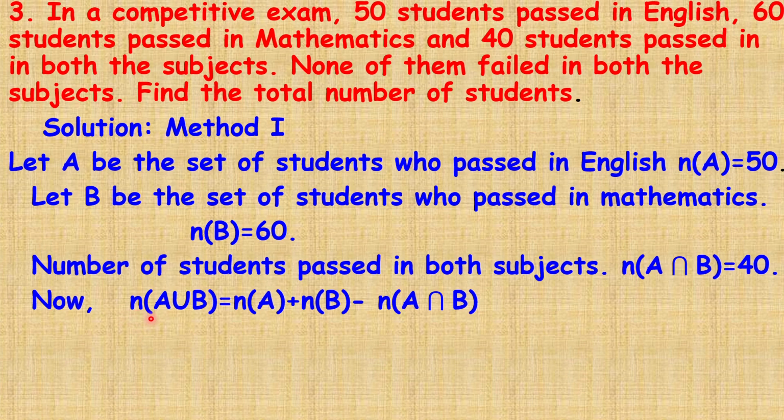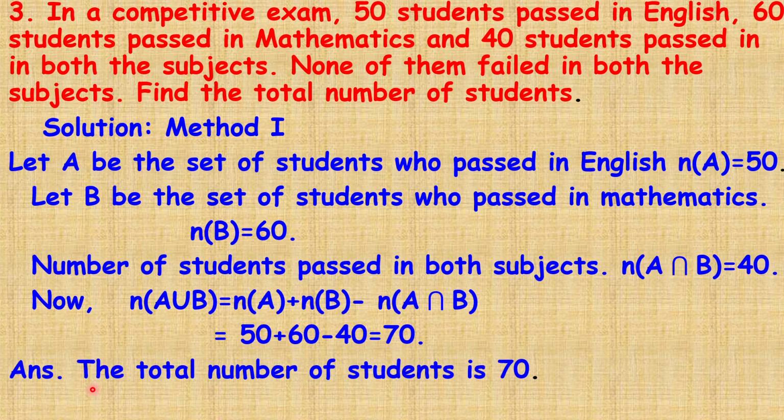Now we know the formula. The number of elements in A union B is equal to the number of elements in set A plus the number of elements in set B minus the number of elements in A intersection B. If we substitute the values, 50 plus 60, 110, minus 40 is equal to 70. Therefore, the answer is the total number of students is 70.